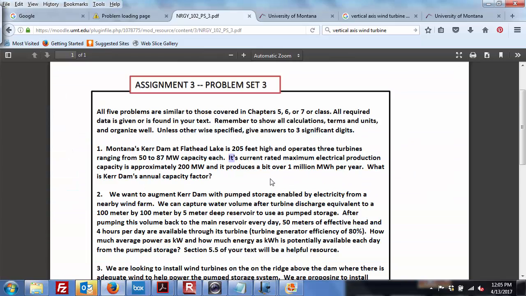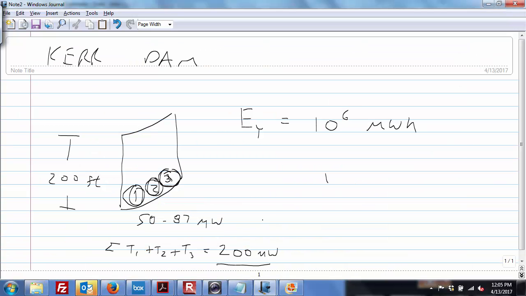So let's just say it ran 24/7, 365 at 200 megawatts. Let's just see what that is. E rating equals, let's see, what is this? 200 times 10 to the 6th watts. Oh, but let's do it this way. Equals 2 times 10 squared megawatts.